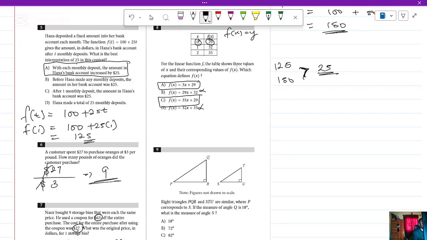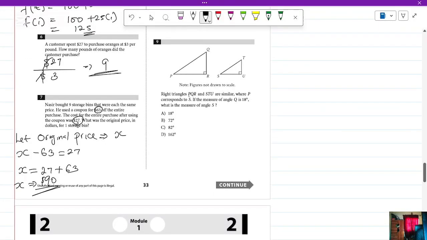Now let's look at it. If I insert 0 into the 2 equations, I'm going to get 29. So this one is okay. Now if I insert 1, what will happen? 3 in bracket of 1 plus 29 and 35 in bracket of 1 plus 29. If you look at it, this will be 3 plus 29. This will be 35 plus 29. And this is going to be what? 32. So it is 132 for the other. So definitely we don't need this one, and this is our right answer. It's as simple as that. Now they said triangle PQR and STU are similar where P corresponds to S.